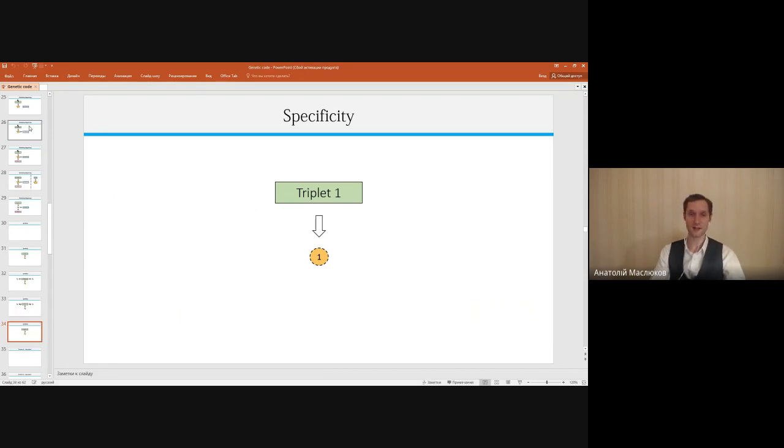Specificity tells you that one triplet may give you information about only one amino acid and not about another amino acid. One triplet, one amino acid. This is the simple idea of specificity.